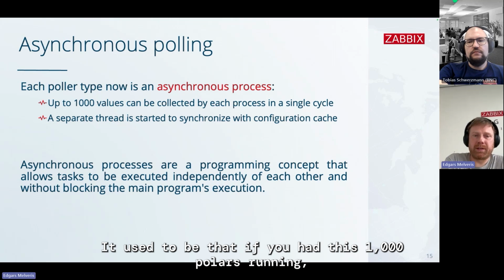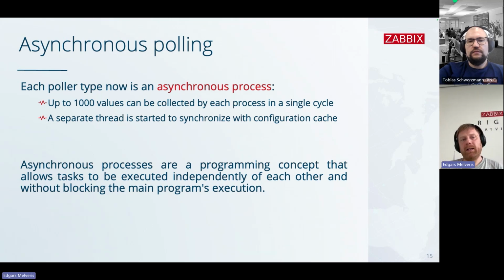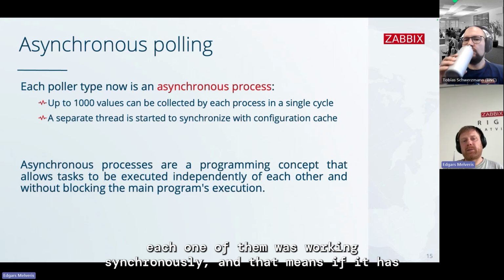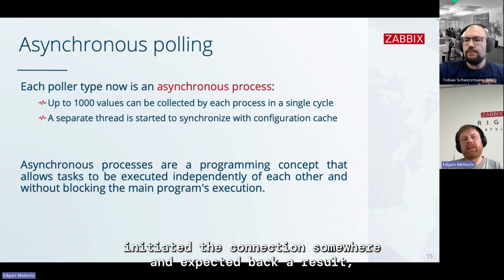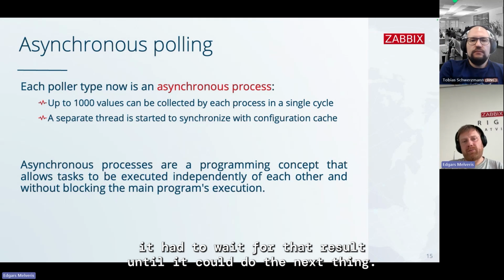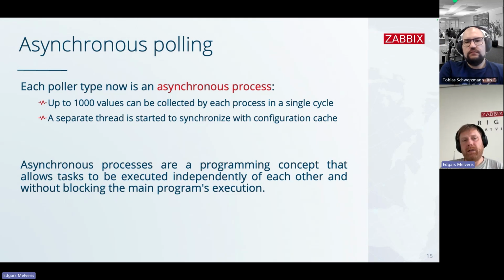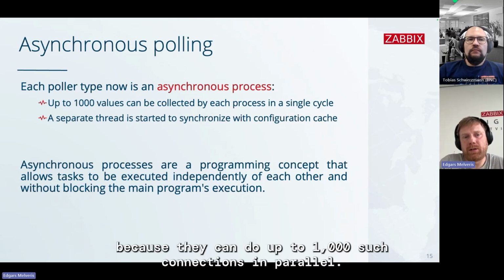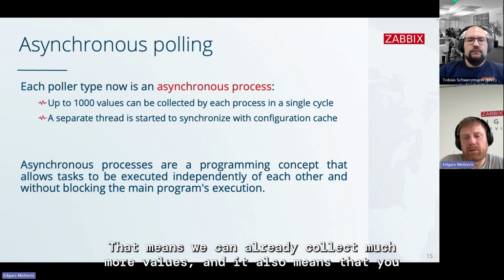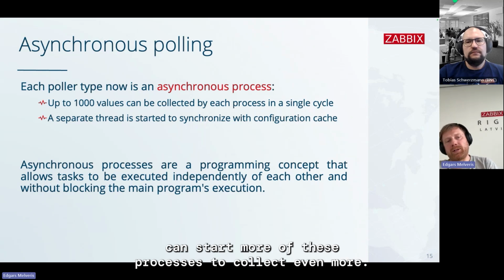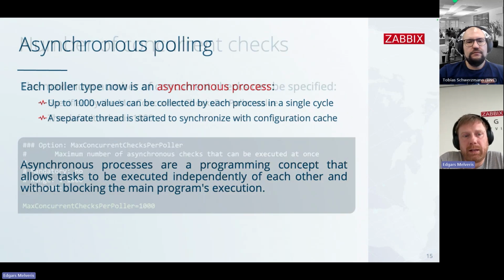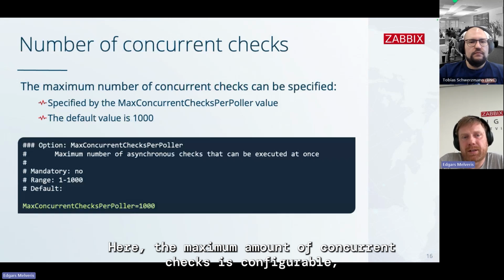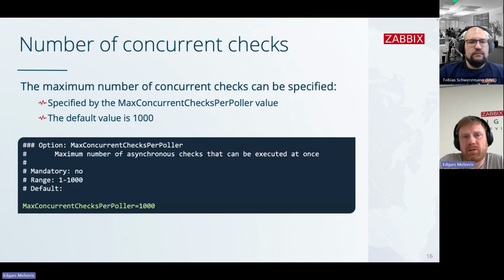It used to be that if you had these 1,000 pollers running, each one of them was working synchronously, and that means if it had initiated a connection somewhere and expected back a result, it had to wait for that result until it could do the next thing. Currently, on most installations, one such poller per type will already be enough because they can do up to 1,000 such connections in parallel. That means we can already collect many more values, and it also means that you can start more of these processes to collect even more. The maximum number of concurrent checks is configurable, but defaults to 1,000.